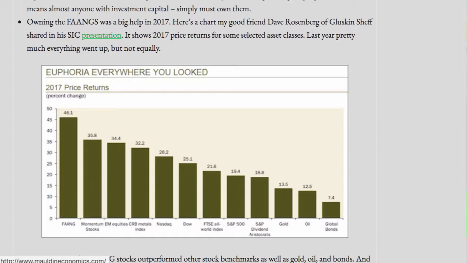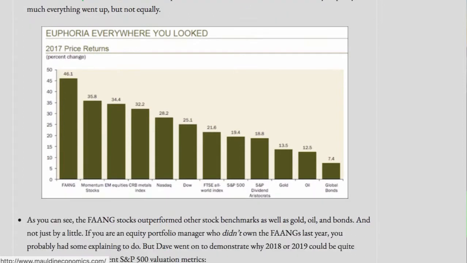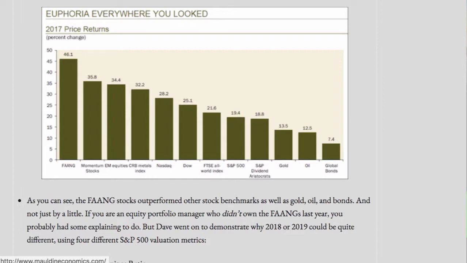Here's a chart my good friend Dave Rosenberg of Gleaned shared in his SIC presentation. It shows 2017 price returns for some selected asset classes. Last year, pretty much everything went up, but not equally. As you can see, the FANG stocks outperformed other stock benchmarks as well as gold, oil, and bonds, and not just by a little. If you are an equity portfolio manager who didn't own the FANGs last year, you probably had some explaining to do.